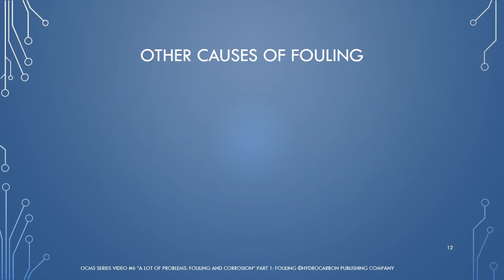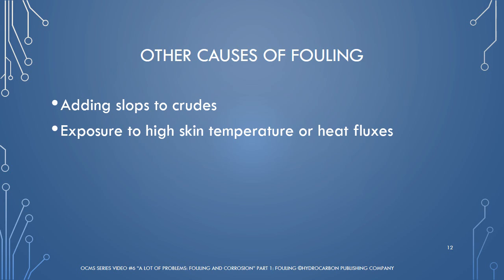In addition to crude characteristics, there are other reasons why crude fouling occurs. The practice of adding slops to the crudes being processed and the exposure of crudes to high skin temperatures or heat fluxes can lead to fouling problems.